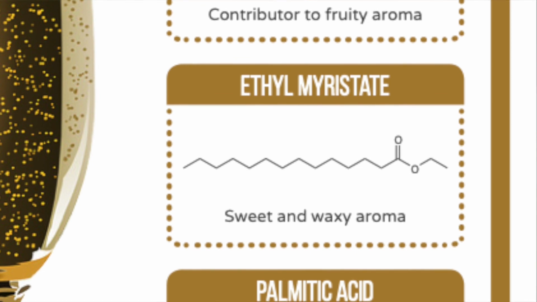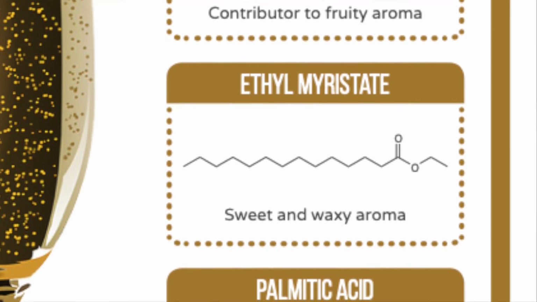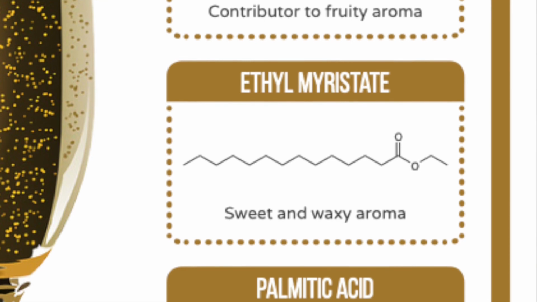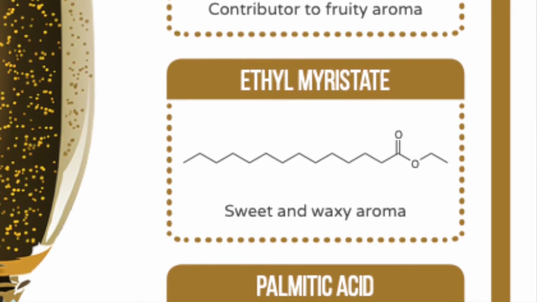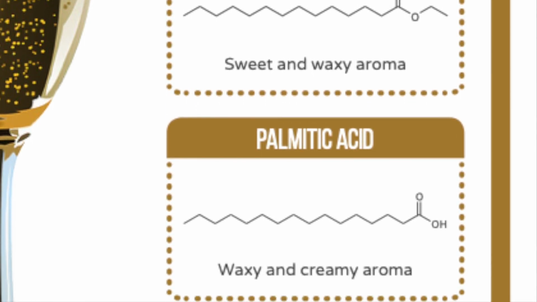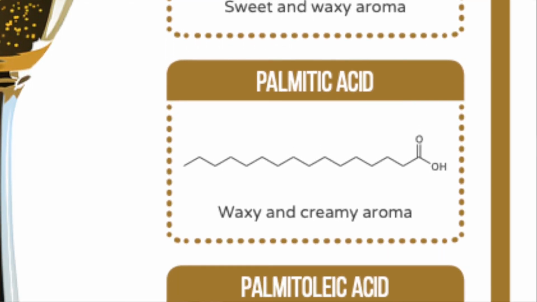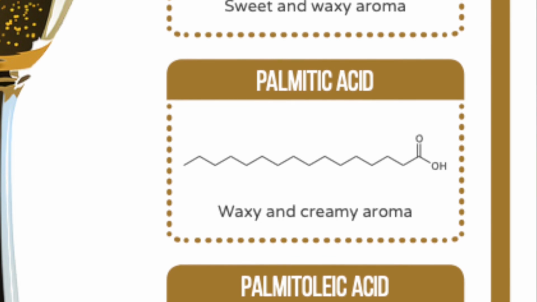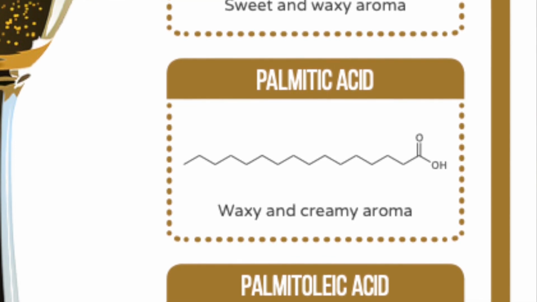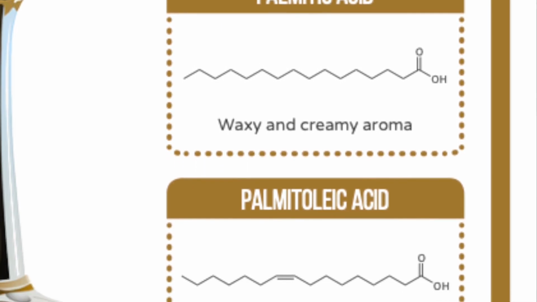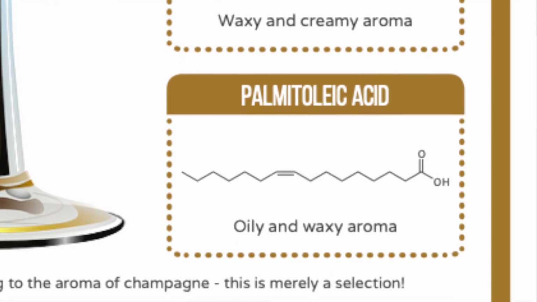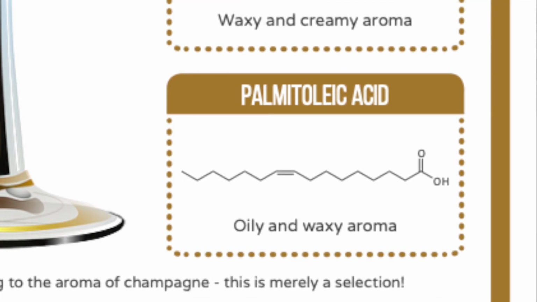And then here we have ethyl myristate. Now, ethyl myristate is an ester, which we talked about earlier, but that just gives a sweet, waxy aroma. And then palmitic acid here, this is a waxy and creamy aroma. This has got 16 carbons in it. So this would be a hexadecanoic acid. It's a big long word there. And then there's palmitoleic acid here. This gives champagne an oily and a waxy aroma here.